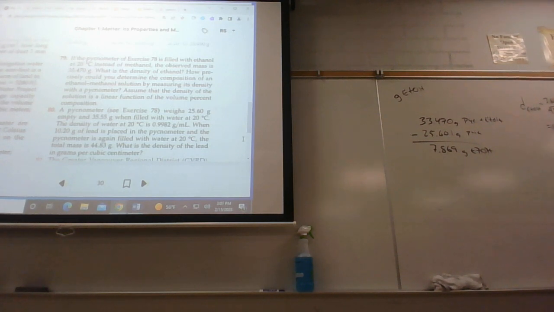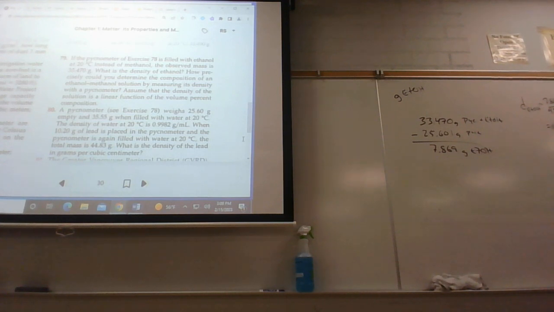So can we tell the difference between ethanol and methanol using density? Well, it depends on how precise your measurement is. To 1 sig fig, what would this round to? 0.8. And to 1 sig fig, this would round to 0.8. So if we only measured the density to 1 sig fig, could we tell the difference between ethanol and methanol? No. If we measured the density to 2 sig figs, what would this be? 0.79. This one would be 0.79.